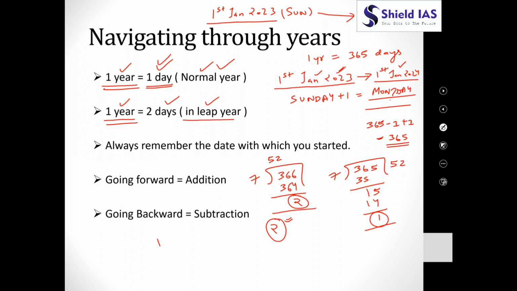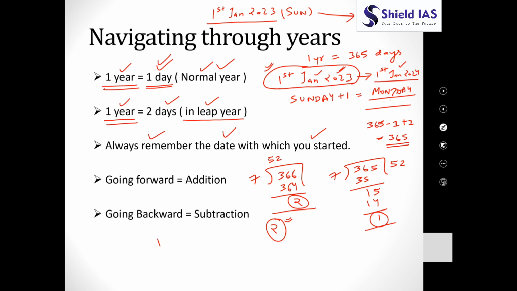Then you will be much efficient in navigating through years, right? In doing so, always remember the date with which you have started, right? For example, in this question, 1st January 2023 is the day on which we have started, right? We have to always consider this, right?